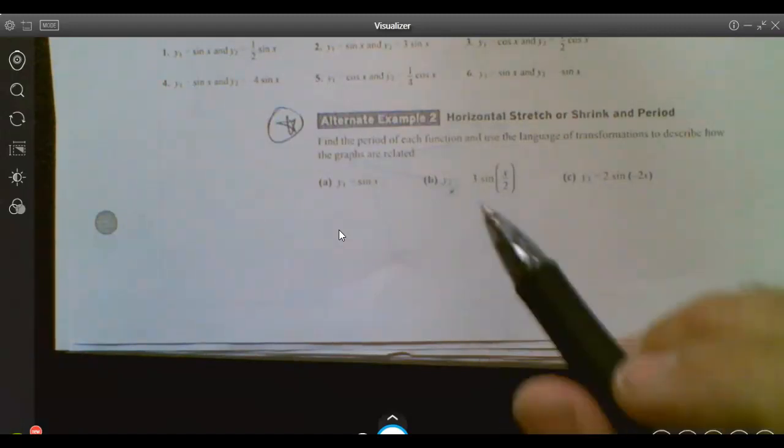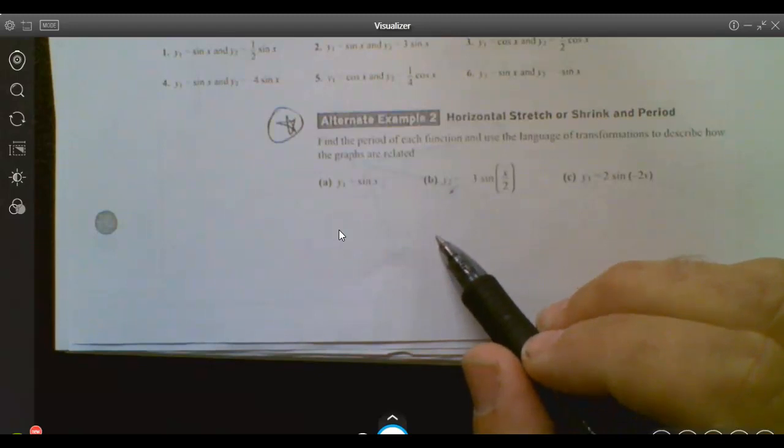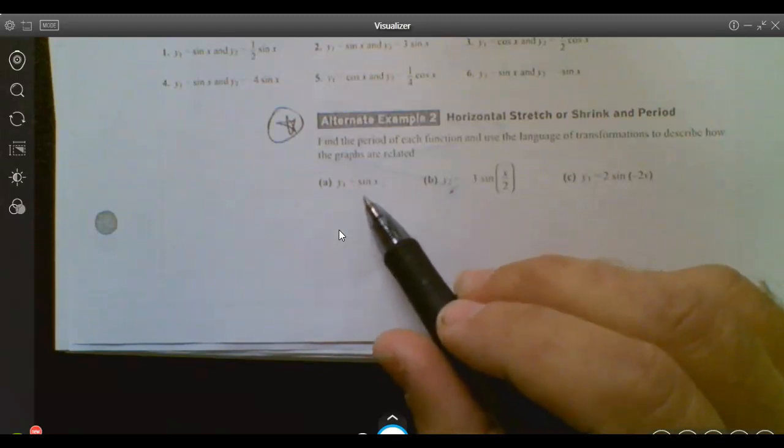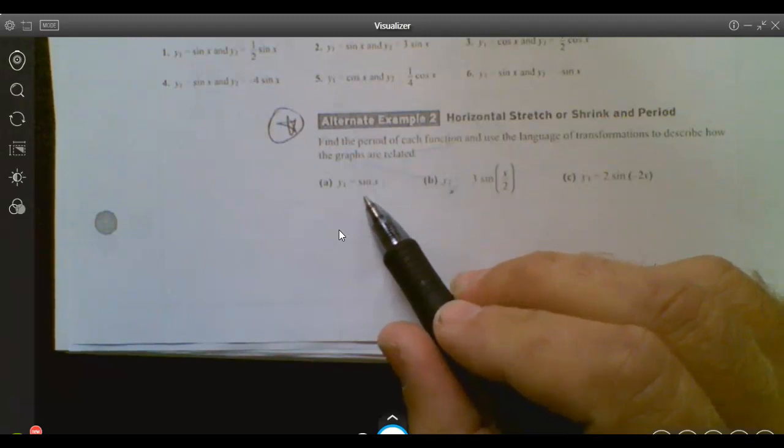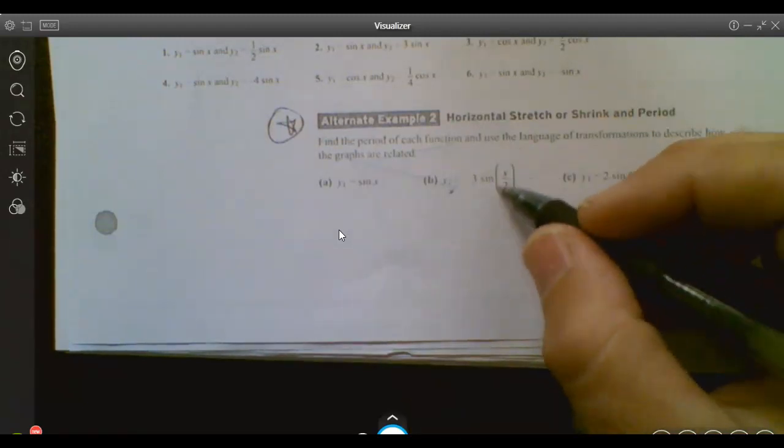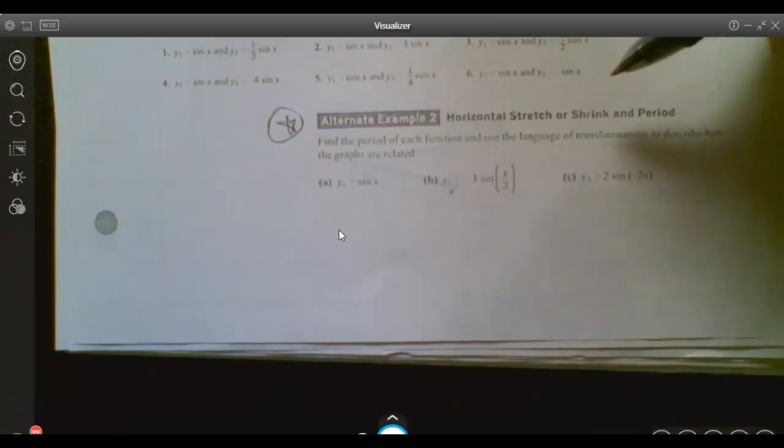So when we get into stretches or shrinks horizontally, what we're talking about now is affecting the period of the graph. We saw in the original parent function, the one that looks like this, the period goes from 0 to 2 pi. It's 2 pi units. But when you start affecting the graph horizontally with a factor of 1/2, now we're going to see this effect take place on the period.